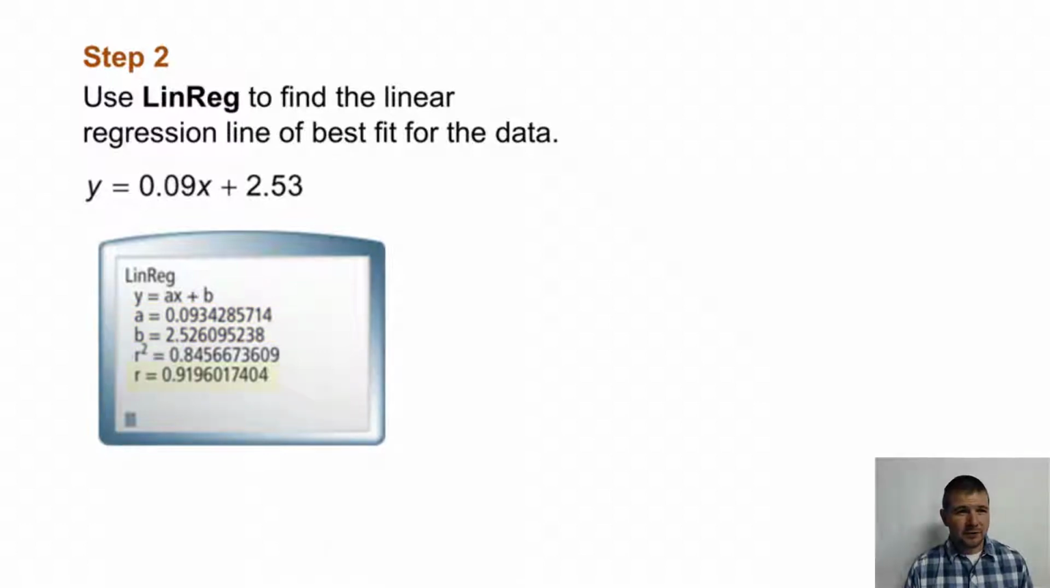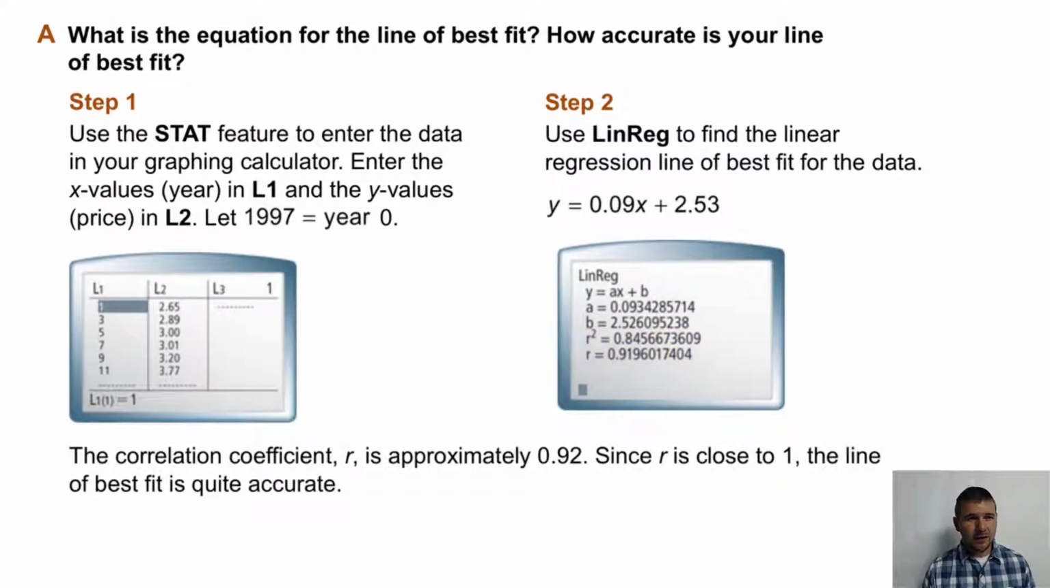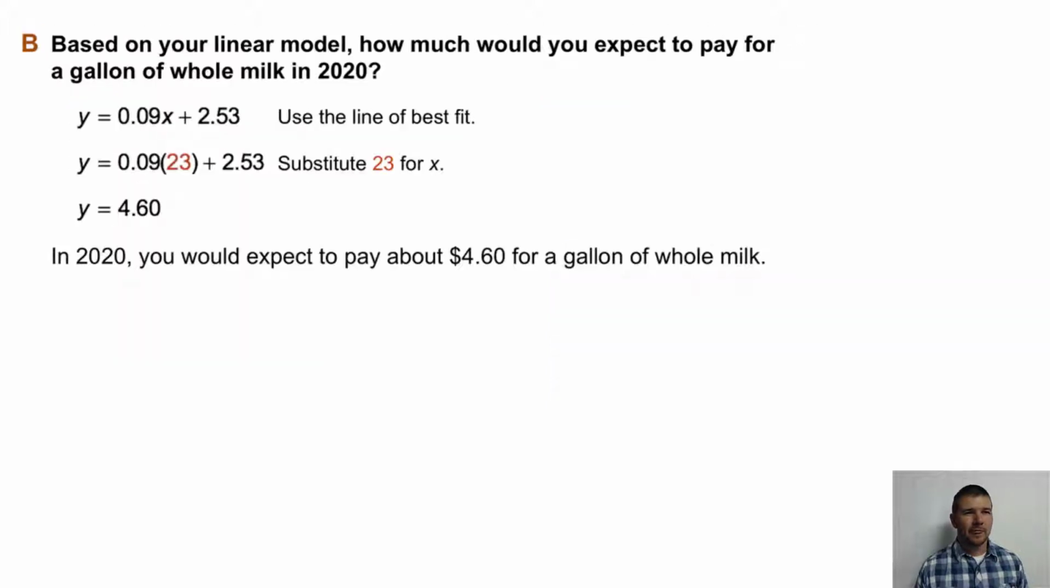Note it also reveals to us an r value and an r squared value. The r value can be approximated as 0.92. And we can state the correlation coefficient r is approximately 0.92. Since r is close to 1, the line of best fit is quite accurate.